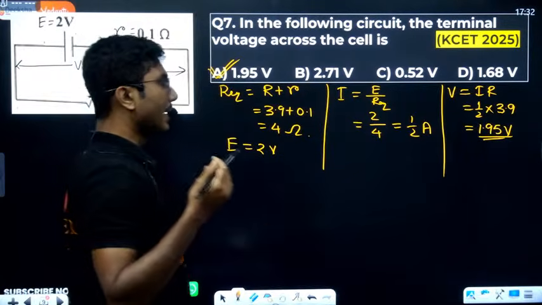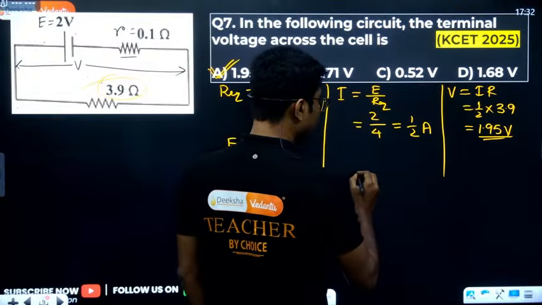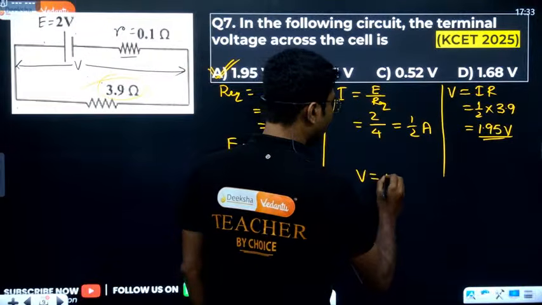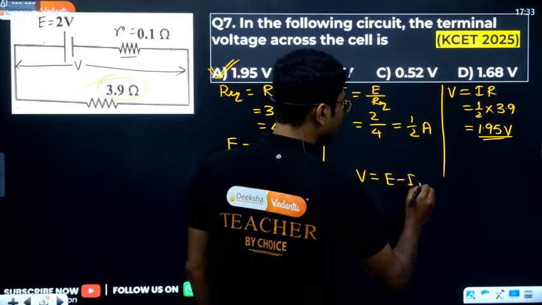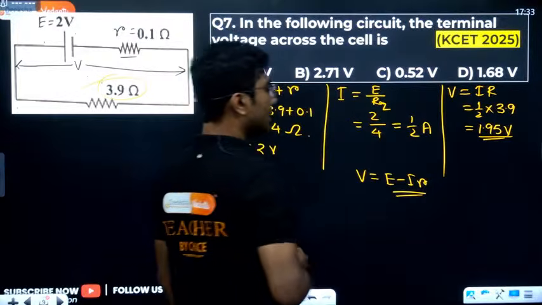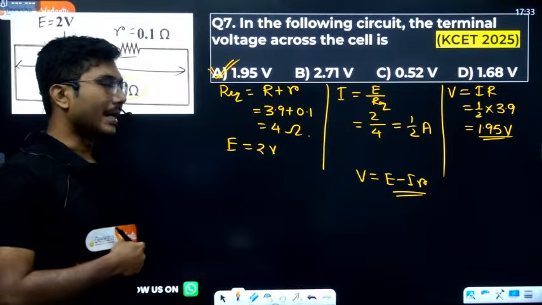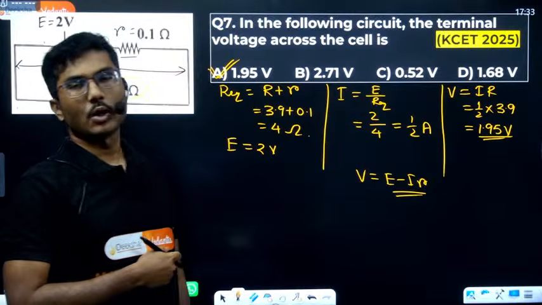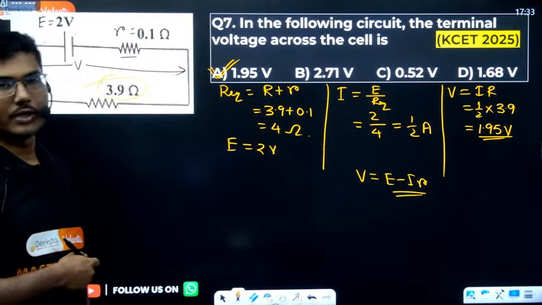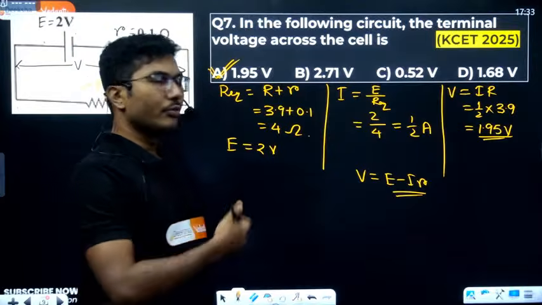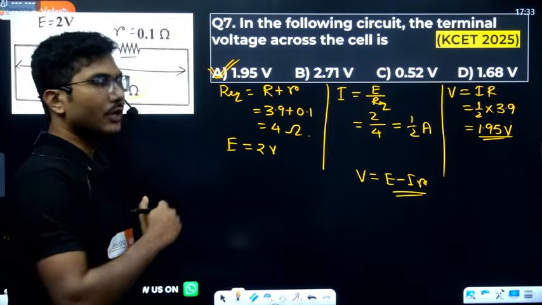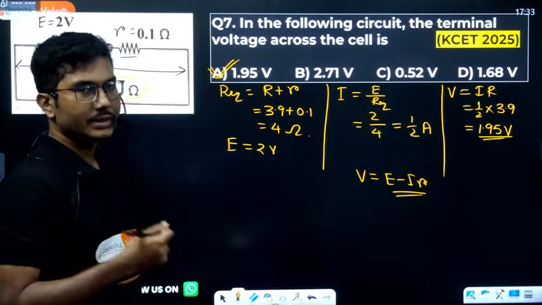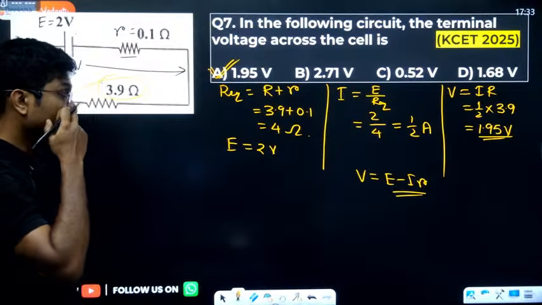Another way you can do it is by using the EMF. So V is equal to capital E minus capital I into small r. This way also you will get the same 1.95 volt. So there are two ways, as I mentioned. Whichever way you follow, you will always get the same answer, so no need to worry.